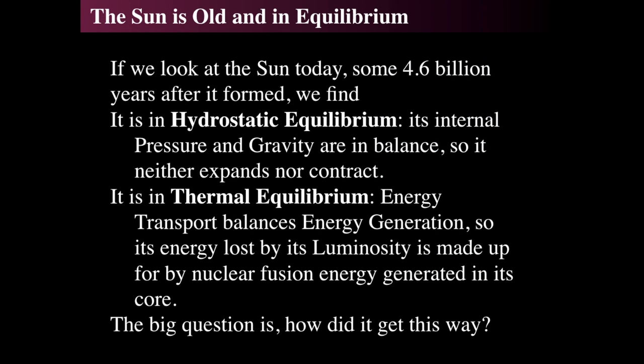All right, so once again, we look at the Sun, and we're going to take this with respect to the Sun. The Sun is very, very old. It's about 4.6 billion years old. And today, we find it's in hydrostatic equilibrium, which means that the pressure from within that pushes the hot gas out from the center is balanced by the gravity pulling all the gas together.